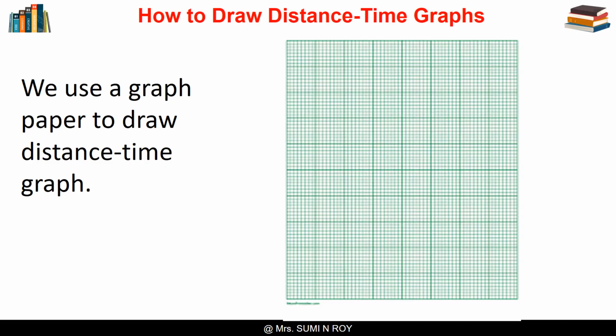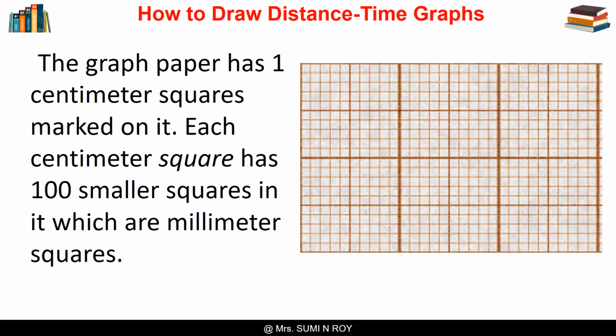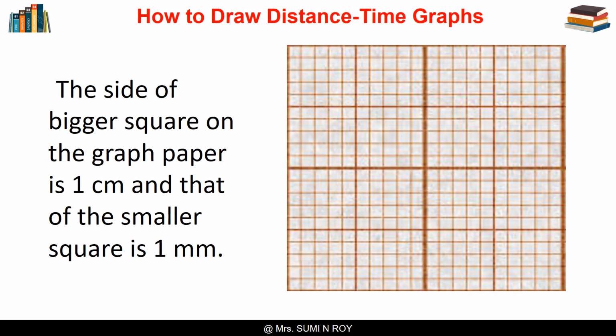Now let us learn how to draw distance time graph. Generally, we use a graph paper to draw distance time graph. The graph paper has 1 centimeter squares marked on it. Each centimeter square has 100 small squares in it, which are millimeter squares. The side of the bigger square on the graph paper is 1 centimeter and that of the smaller square is 1 millimeter.